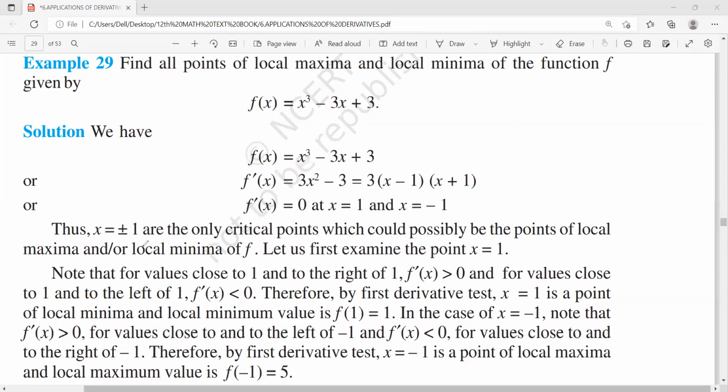So that is the reason he gives. You have f dash of x greater than 0 for all the values close to 1 and left side of 1. And f dash of x less than 0 for all the values on the right side of 1. Now all are decreased and then increase. So therefore, it is minimum.